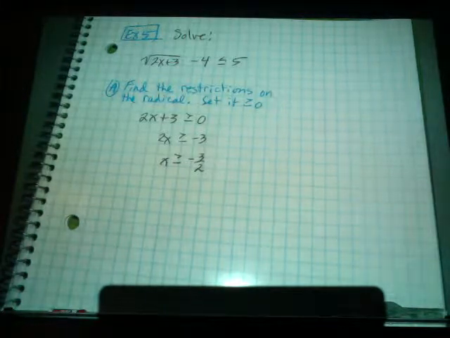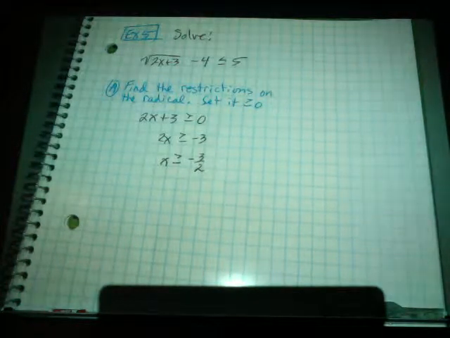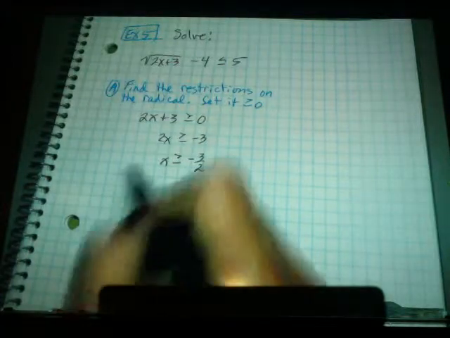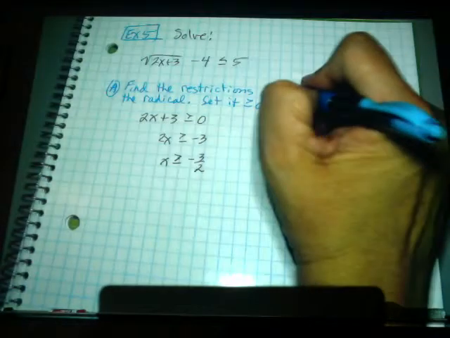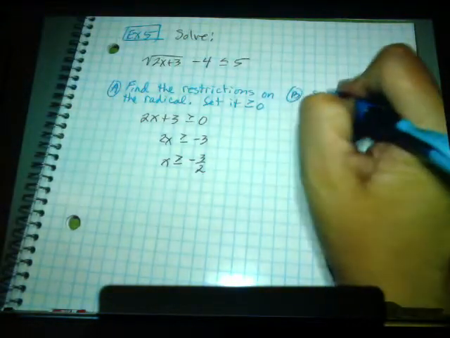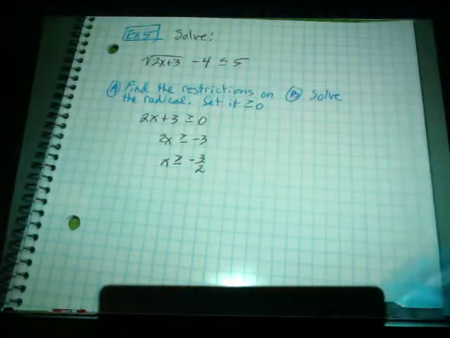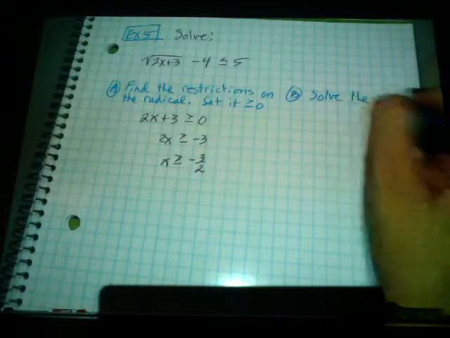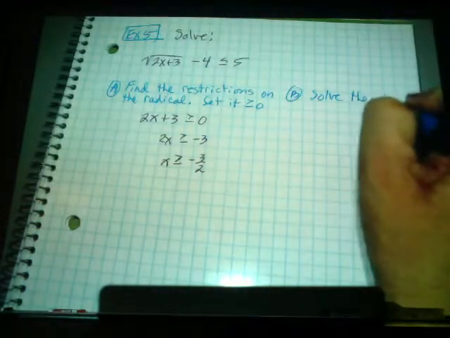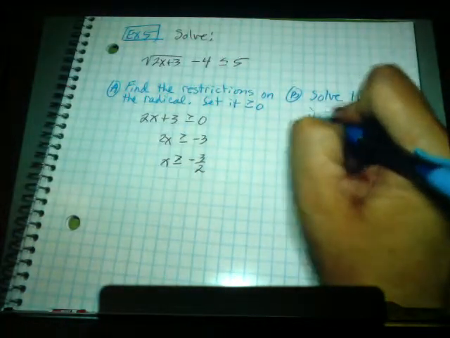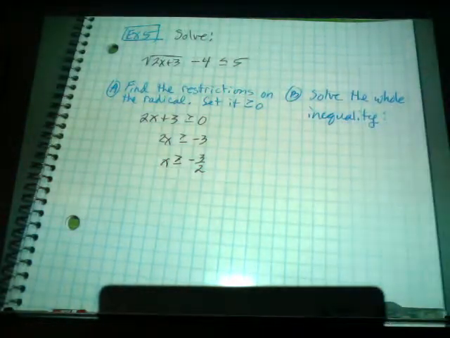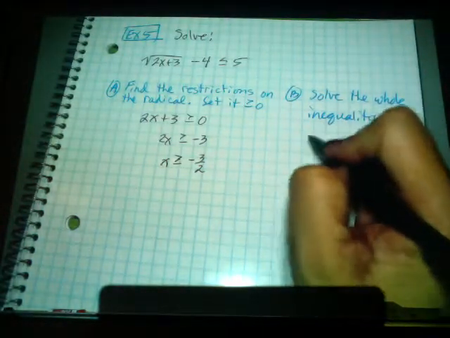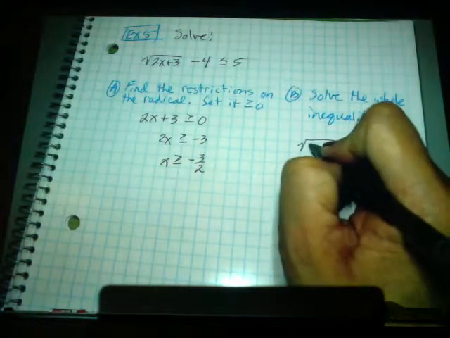So far we have x being greater than or equal to negative 3 halves, right? Which is negative 1.5. Then b, actually solve the whole inequality. So you go and solve it on your own.